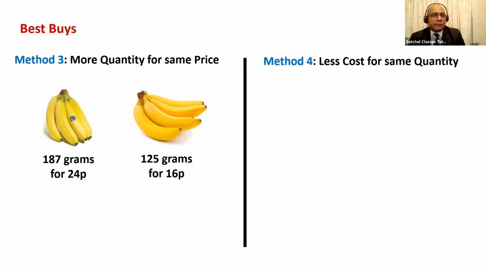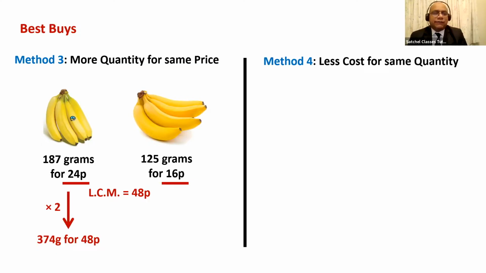For example, in this case, what's the LCM of 24 and 16? You know that 24 and 16, the LCM is 48. So what if I were to compare it on the basis of 48p? Okay, how much of each one will I get for 48p? In the first case, as you know, I need to multiply by 2. 24p times 2 is 48. So I will end up getting 374 grams for 48p. Whereas in the second case, I need to multiply that by 3. So I'll end up getting 125 times 3, which is 375 grams for 48p.